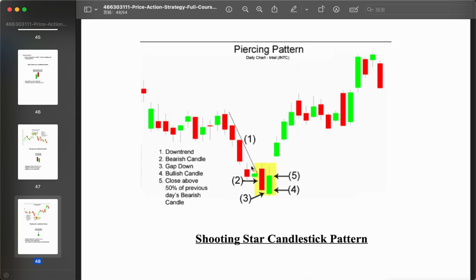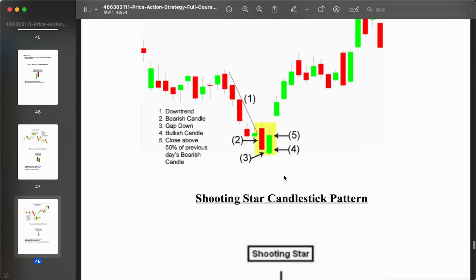You see a downtrend here. You see number 2, the bearish candle, which is the red bar. And in 3, you see this gap down. You see the gap between both bars. The gap is diminishing, so you see a much smaller gap. That means you see different selling or buying power accumulate. And then in 4, you see this bullish candle, which is the green bar. So the 5th one closed above 50% of the previous day's bearish candle.